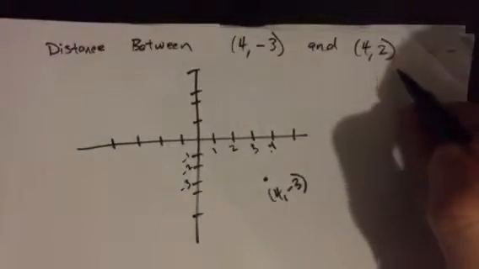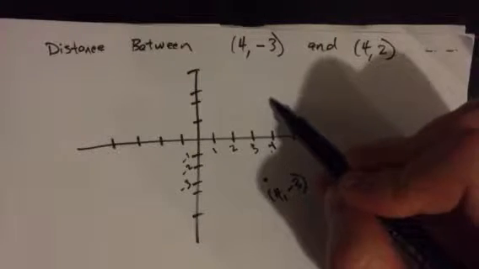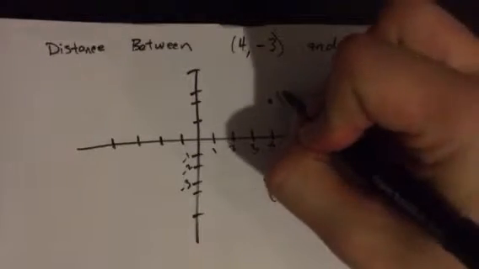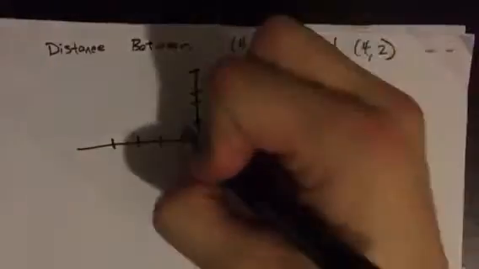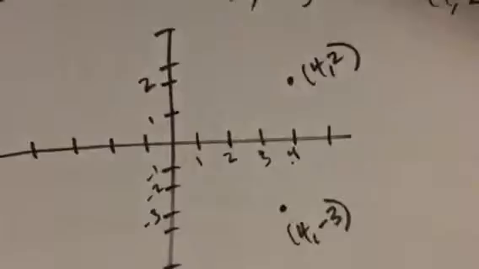All right, my other point is 4, 2. So I'm going to go over 4 again and then up 1, 2, which is right here. So that's the point 4, 2. All right, I'm going to zoom in so you can see it a little bit better. I'm going to connect the dots, make a straight line, just like that.